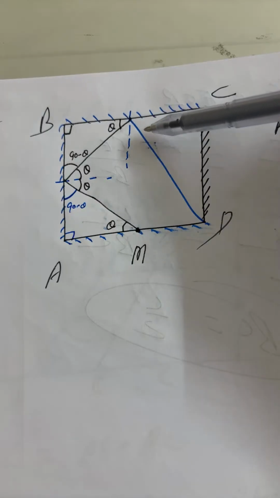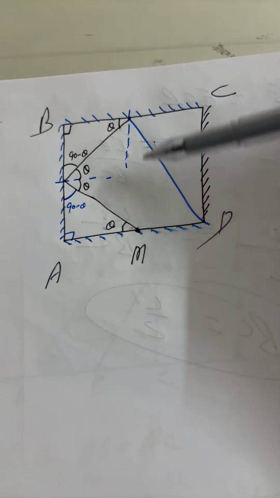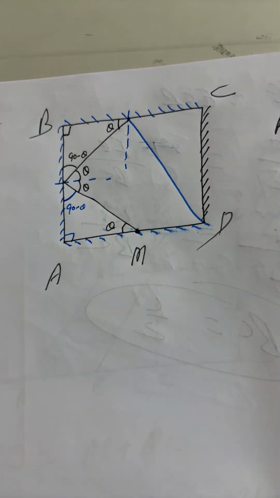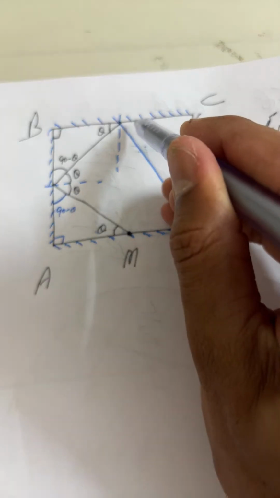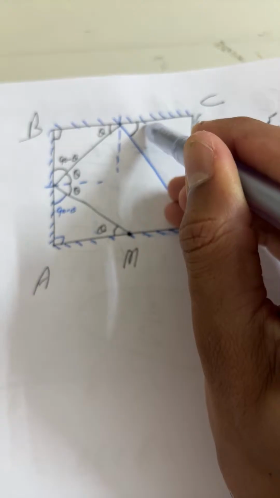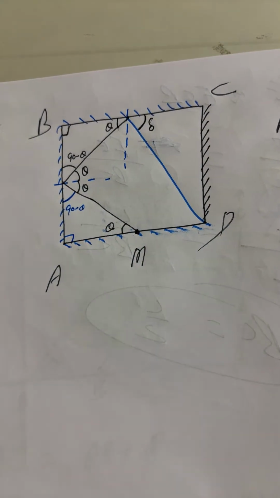But I'm not taking theta. I'm taking the angle of deviation, delta. Why? Because the ray is deviated from here. So here I'm considering this as the angle of deviation, which is equal to delta.